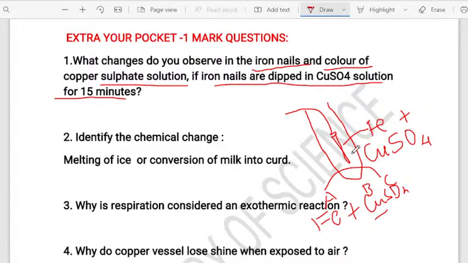See, when the iron nail is dipped in the copper sulfate solution, what happened? Iron, being a more reactive element, displaces the copper from the copper sulfate solution. As a result, FeSO4 is formed, that is, iron sulfate will be formed along with the displacement of copper. Fe combines with SO4, A combines with C and B is displaced. And this particular type of reaction is called a displacement reaction.